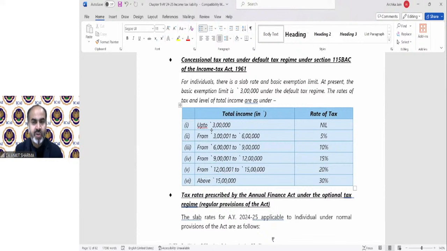So it will be really easy for all of you to understand the provisions of rate of tax easily. Up to 3 lakh rupees, the rate is nil. There is no tax. From 3 lakh to 6 lakh, the rate is 5%. Then from 6 lakh to 9 lakh, it's 10%. 9 to 12 is 15. 12 to 15 is 20. And if you have total income exceeding 15 lakh rupees, then the tax rate will be 30%. Is it clear?